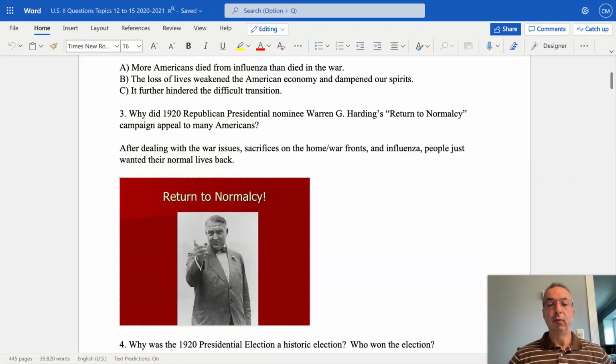After dealing with the issues of war, the issues with the pandemic, the sacrifices that were made both on the home and war fronts, people just wanted a sense of normalcy again for themselves.